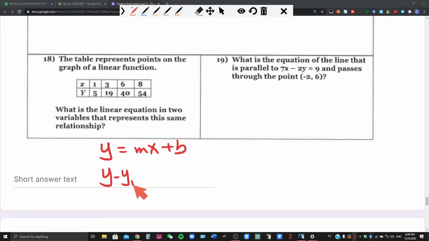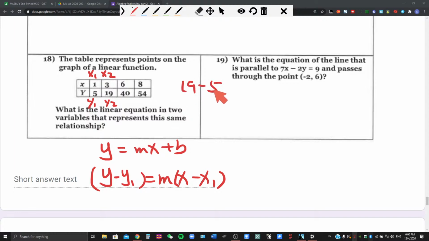y − y1 = m(x − x1). Let's first do the slope. We will use x1, x2, y1, y2. So (y2 − y1) divided by (x2 − x1) is (19 − 5) divided by (3 − 1). That's 14 divided by 2, which is 7. So m is 7.